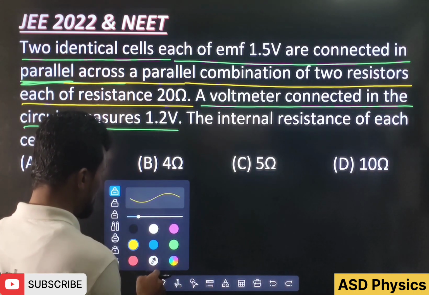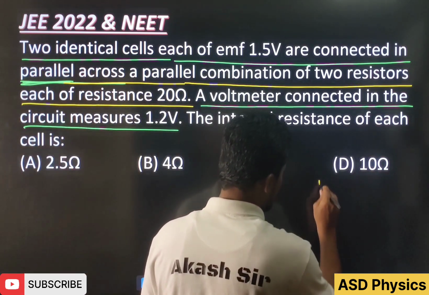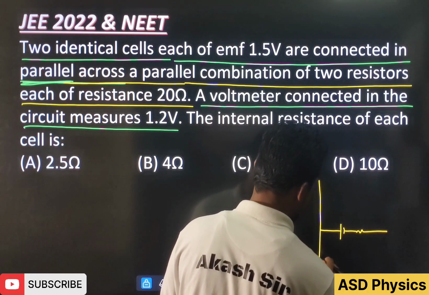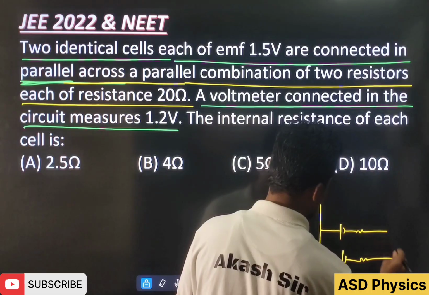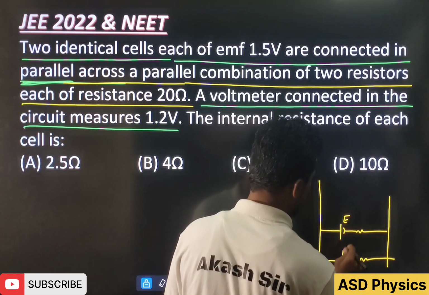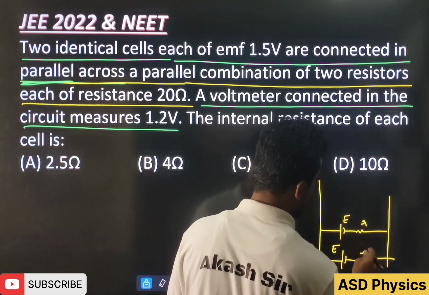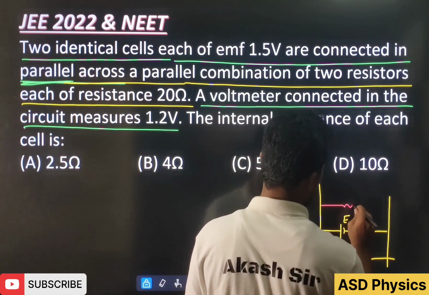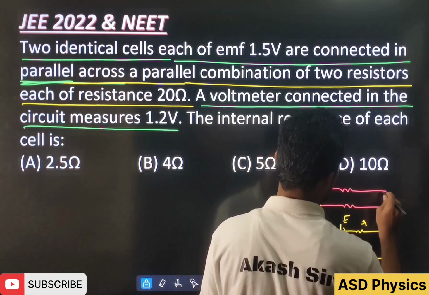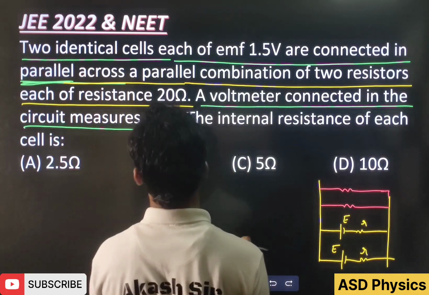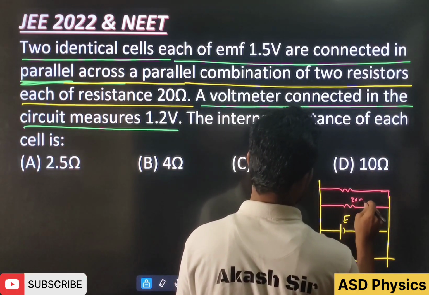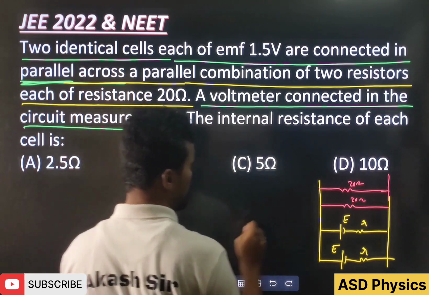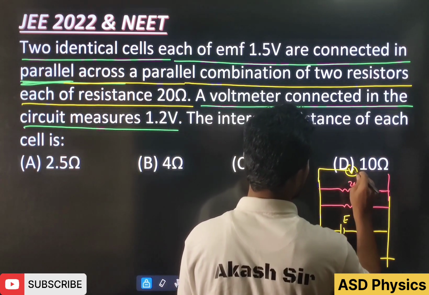If I draw one basic diagram here, first we have these two cells, connected in parallel. This is E, this is E, this is r, this is r. They are connected in parallel and they are connected across resistors, and the resistors are also connected in parallel. How much is given here? It is given as 20 ohm and this is also 20 ohm. And then we have connected one voltmeter also. Here one voltmeter is there.